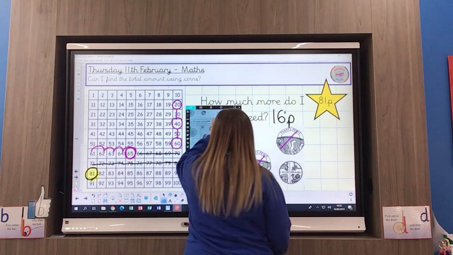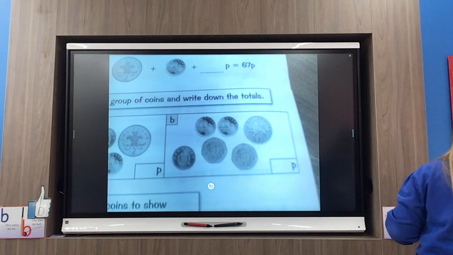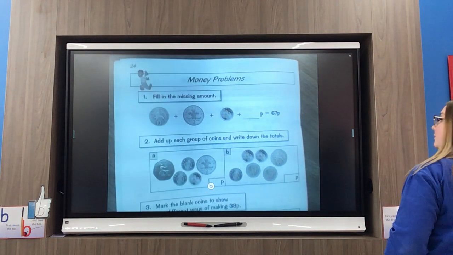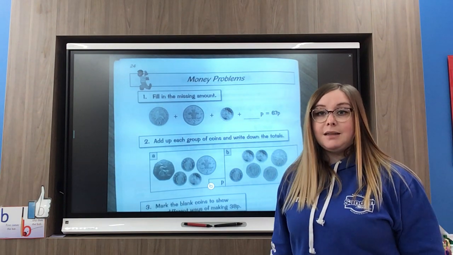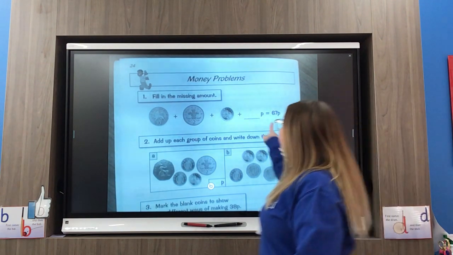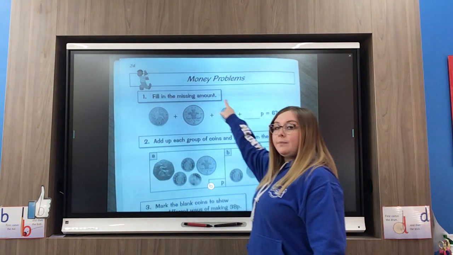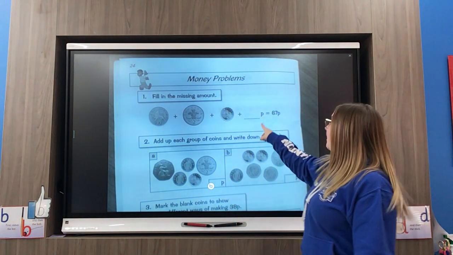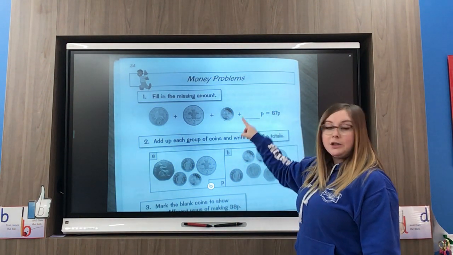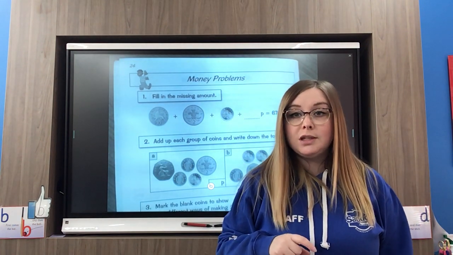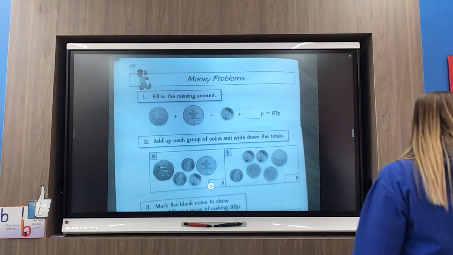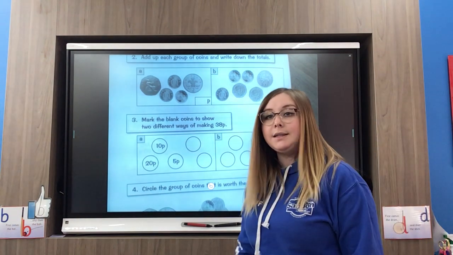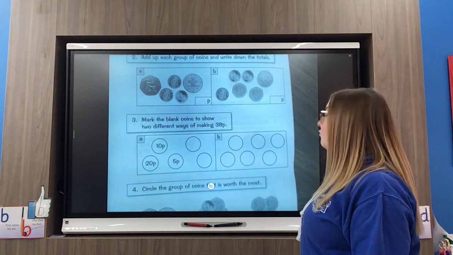Okay, so if we go back to your booklet now then, Year 4. If we look at question number 1, that's asking you to find the missing amount, which is what we've just done. So find out how much we've got here, and then circle those two numbers on our 100 square to find the difference, which will go here. And don't worry, I'll send the link out to your 100 square that you can use on your iPad.